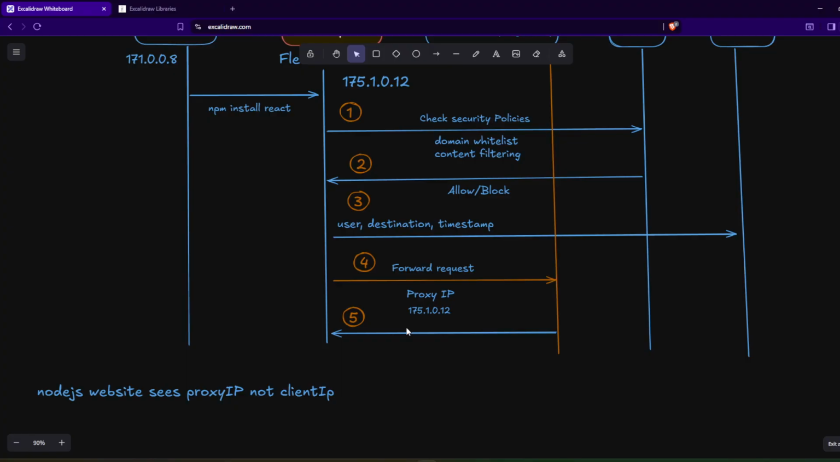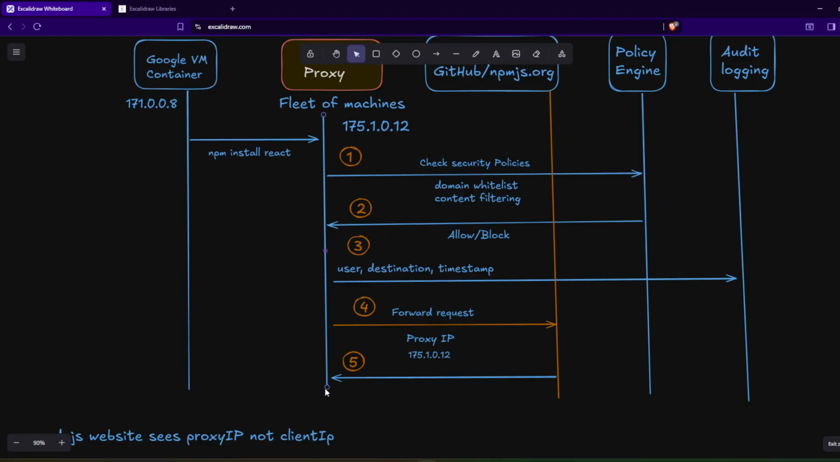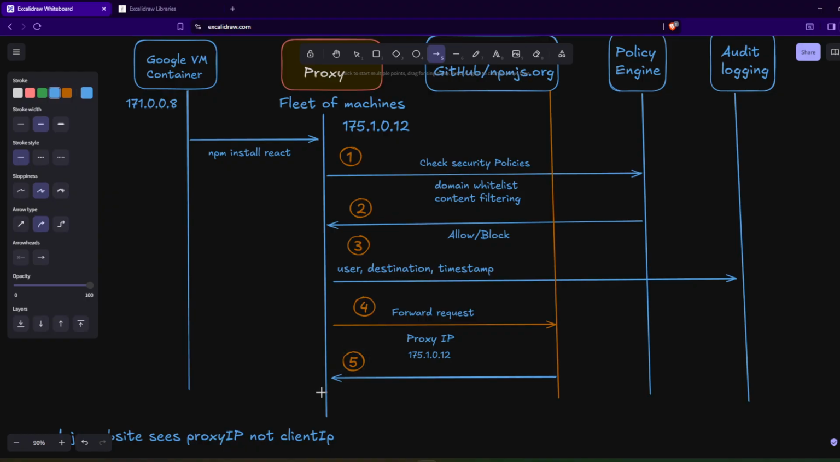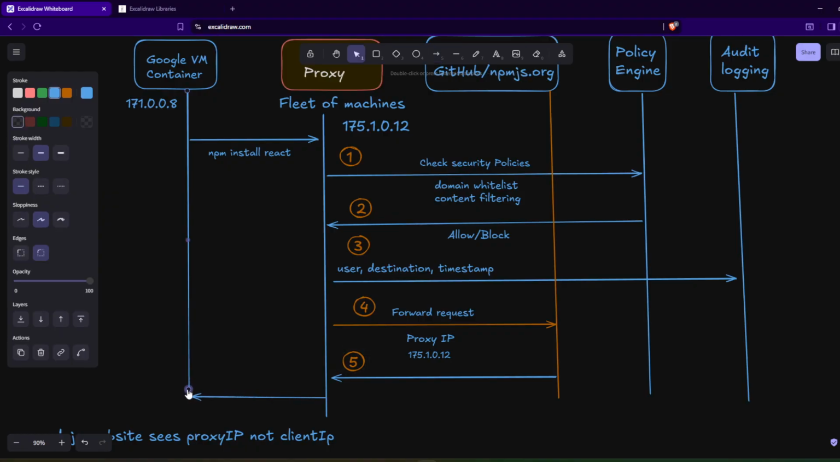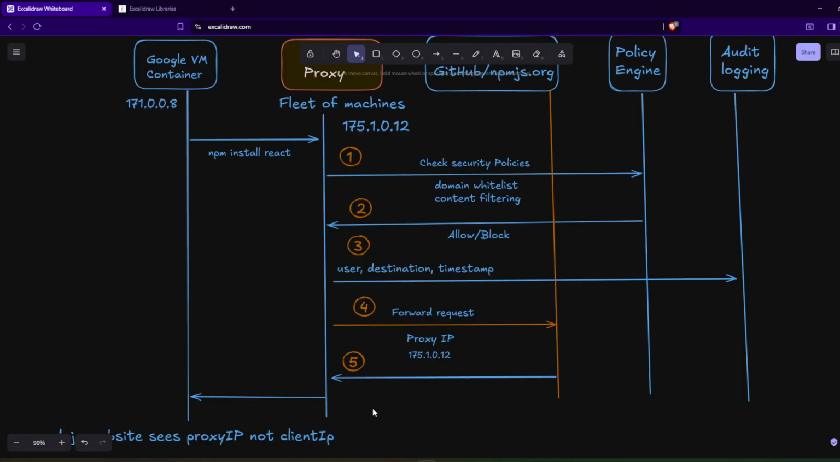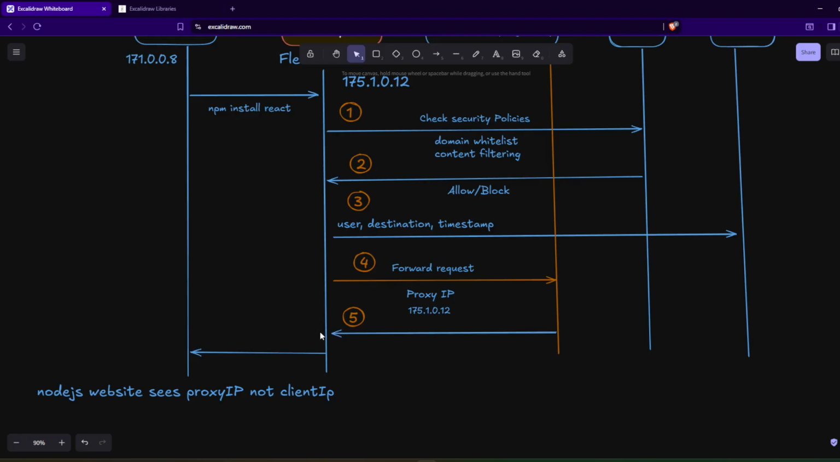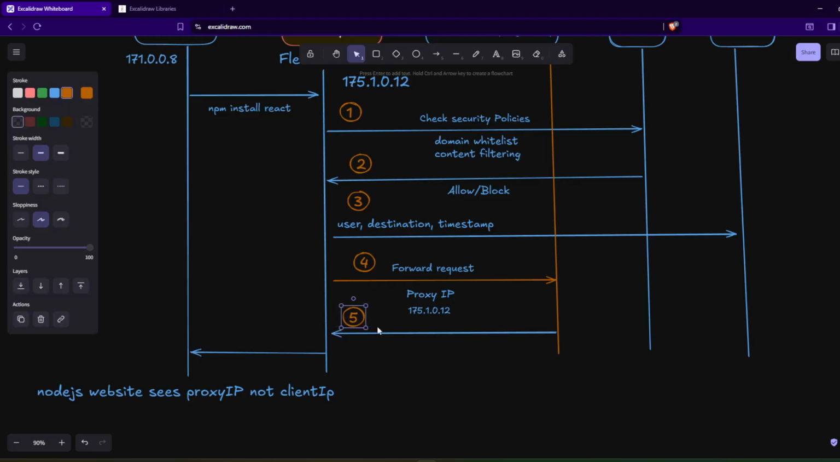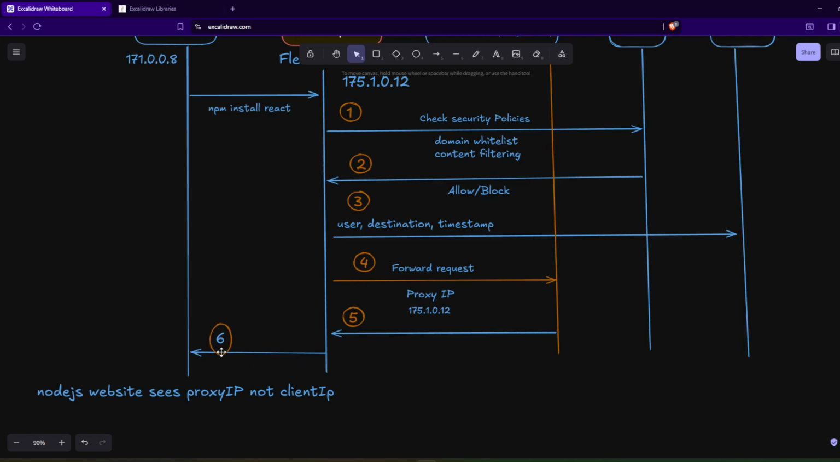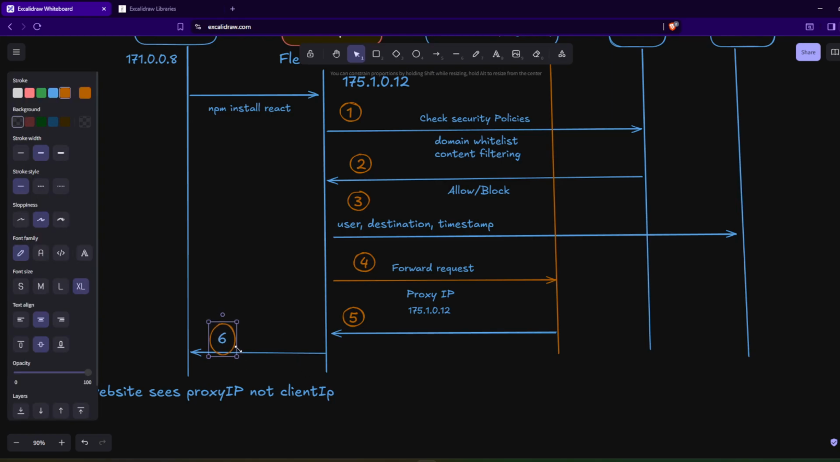And after that, in case this response needs some sort of filtering, it cannot really do any filtering over here. Just understand that the forward proxy's only intention is to forward whatever request it gets. So from this layer, it will just forward whatever it gets to the Google VM container. Okay, so this will be number 5, and this step will be number 6. I think you got the idea over there, why a forward proxy is important.